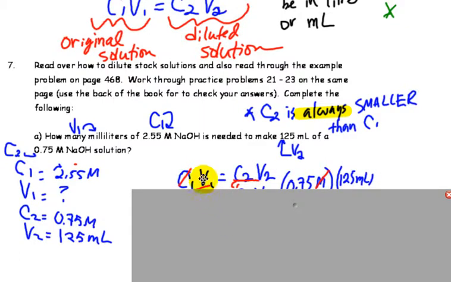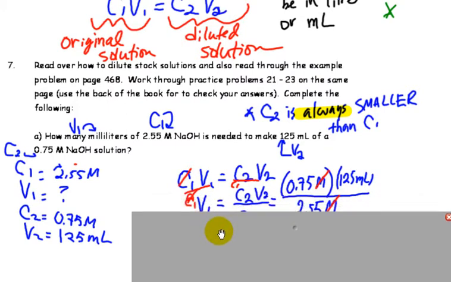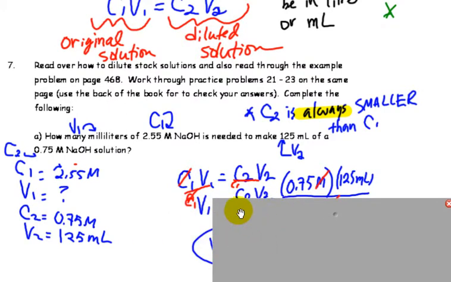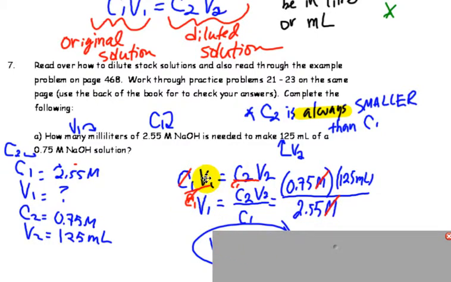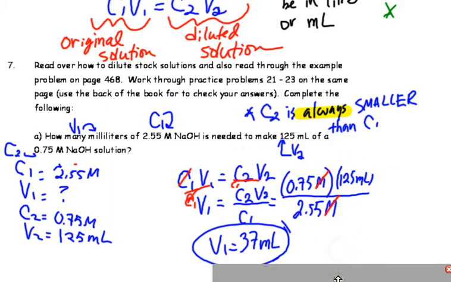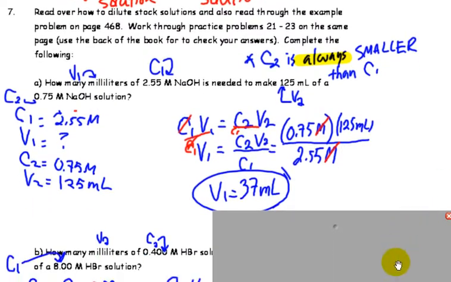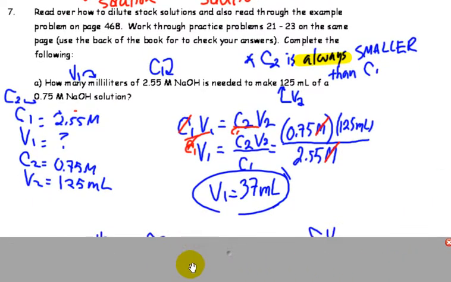So C1V1 equals C2V2. We're looking for V1. It's V1 multiplied by C1, so to undo multiply I have to divide. So I have this kind of messy here. So divide each side by C1 and my equation becomes this: V1 equals C2V2 over C1. And then I substitute all my variables in. Molar cancels and I'm going to be left with milliliters. So that works out to be 37 mL of my original solution that I need.